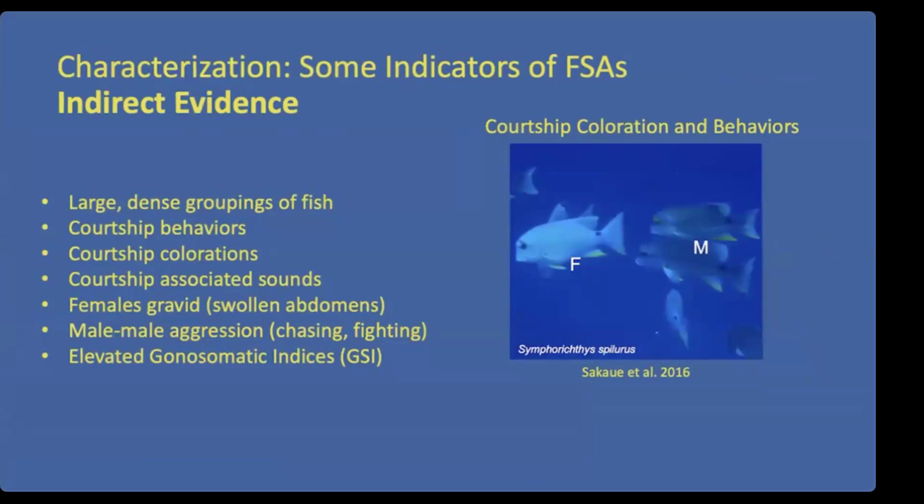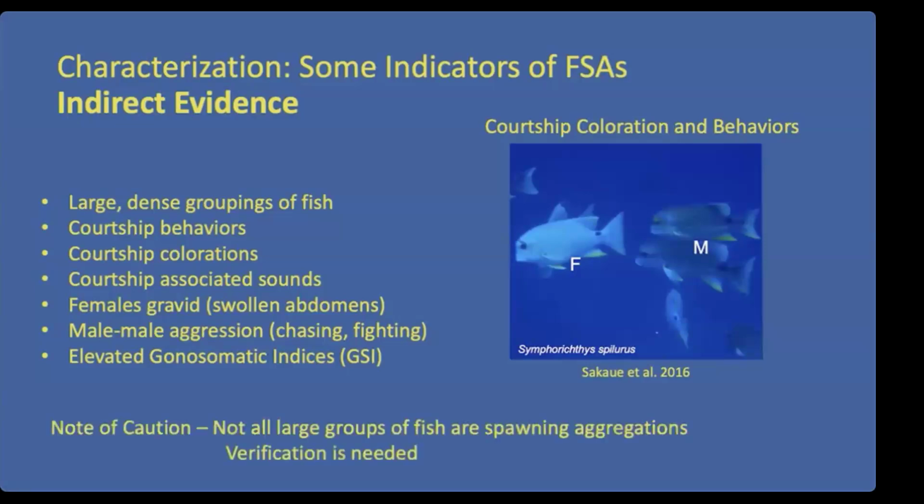Or underwater or at a landing site, see gravid females with swollen abdomens. Underwater, you might see male-male aggression, chasing, fighting, or elevated gonosomatic indices, again, from landings data. But a note of caution, not every large group of fish is a spawning aggregation, so it's important to verify that. And there's very few techniques to actually verify a spawning aggregation.